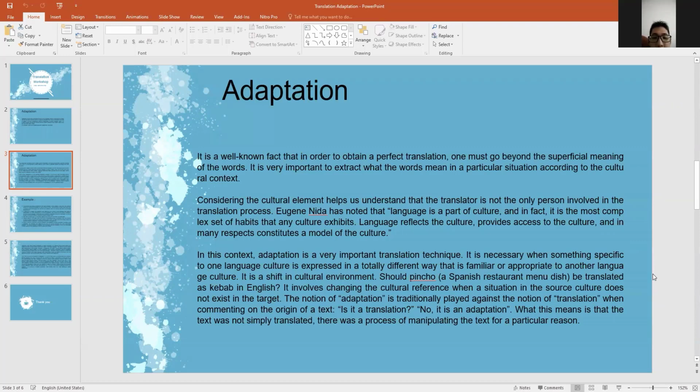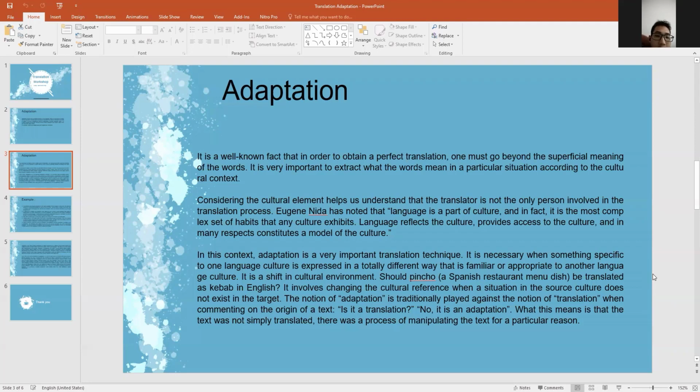It is necessary when something specific to one language culture is expressed in a totally different way that is familiar or appropriate to another language culture. It is a shift in cultural environment. Should a pinko or a Spanish restaurant menu dish be translated as kebab in English? It involves changing the cultural reference when a situation in the source culture does not exist in the target.